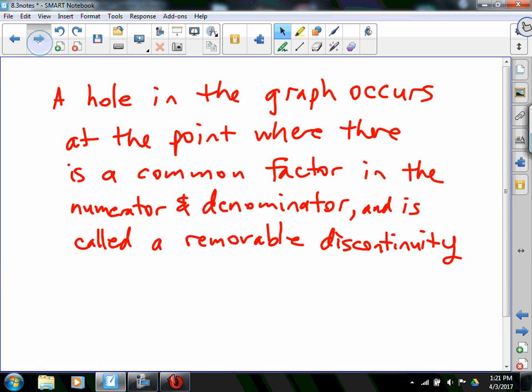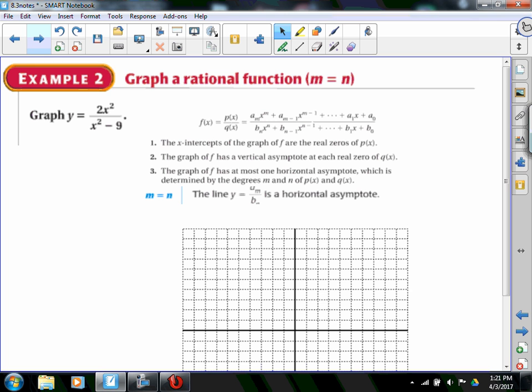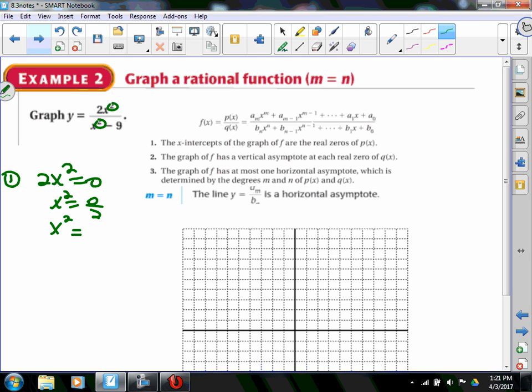Okay. Well, let's look at the next example then. Example 2, now we've got that second condition met in that table below. Notice we've got the same power going on in the numerator and the denominator. So the first thing we should notice is we set the numerator equal to 0, so 2x squared equals 0. X squared is 0, so x equals 0. This graph should have an x-intercept when x equals 0, so the graph's probably going to go through the origin.